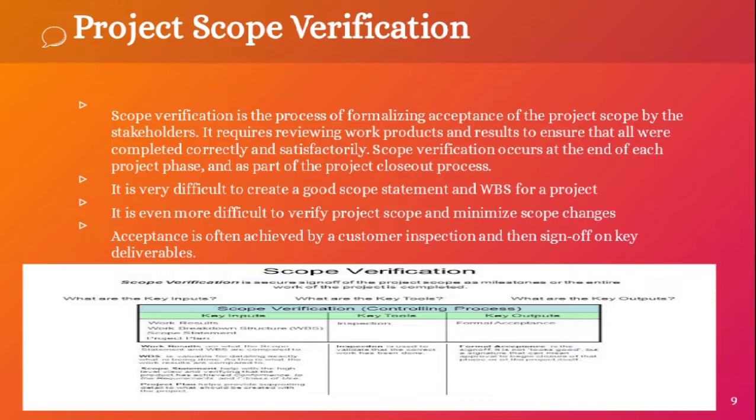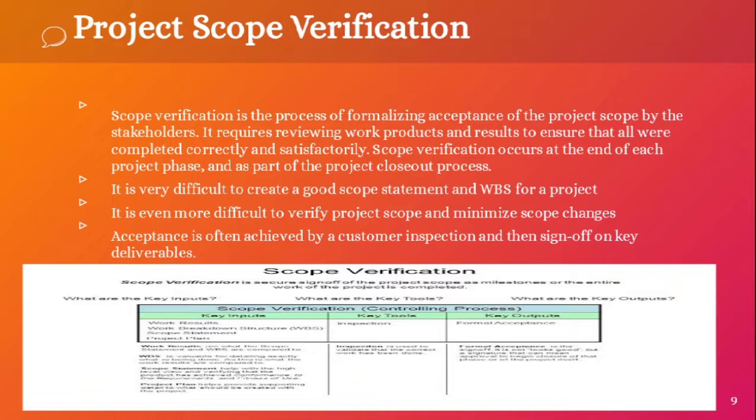So next is project scope verification. Project scope verification is the process of formalizing acceptance of the project scope by the stakeholders. It requires reviewing work products and results to ensure that all were completed correctly and satisfactorily. Scope verification occurs at the end of each project phase and as part of the project close-out process.